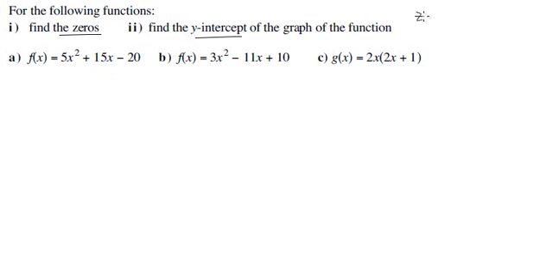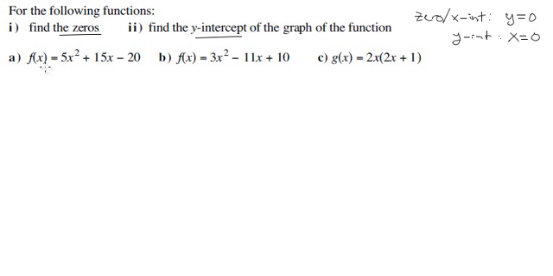If you're finding zeros, or if you're finding x-intercepts, because they are the same thing after all, you do that by saying y equals 0. If you're finding y-intercepts, you do that by setting x equal to 0. Okay? X-intercepts, y is 0. Y-intercepts, x is 0. You're always zeroing one variable and then seeing what that does to the other one.